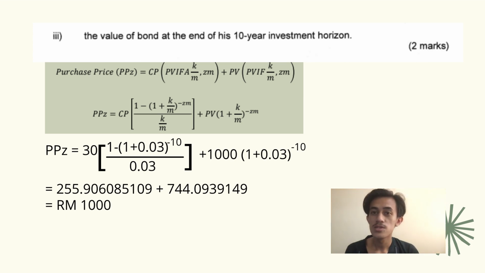So this question uses the formula of purchase price at the end of the year. The formula is coupon payment multiplied by 1 minus 1 plus K per M to the power of negative Nm, divided by K per M, and then plus par value multiplied by 1 plus K per M to the power of negative Nm. After the calculation, we get the answer for this question is 1,000 ringgit.